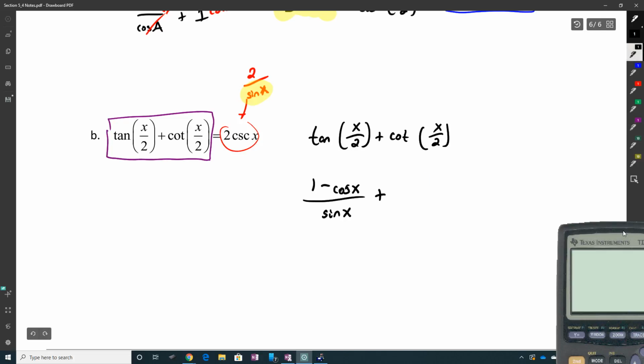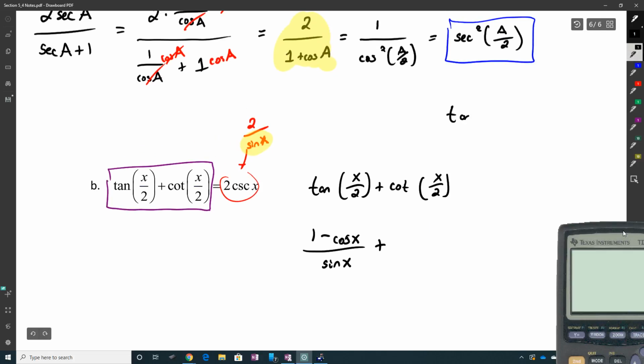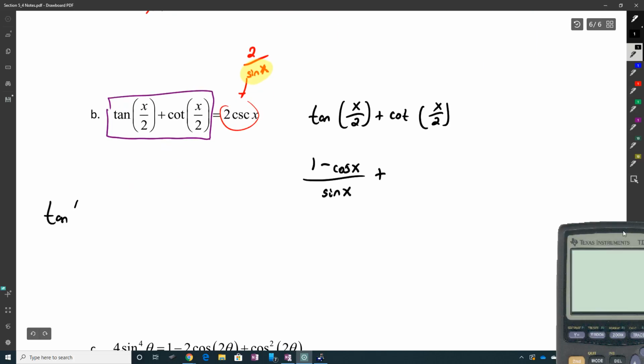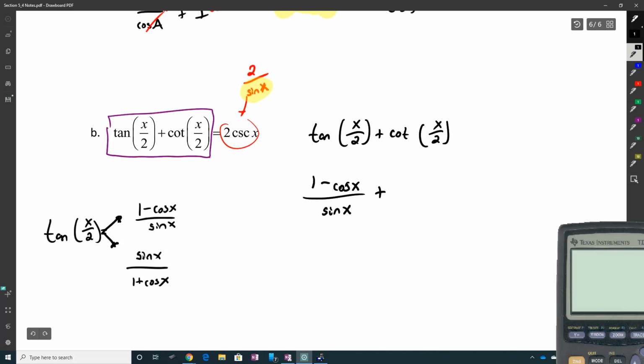And the other form for tangent, remember tangent of x over 2, I'll write this to this side. So it can be two things. It can either be 1 minus cosine x over sine x, or it can be sine x over 1 plus cosine x. It doesn't matter. So this one, I chose this one because it has sine on the bottom. Now this one has sine on the top, but when I do cotangent, it flips it, which will make it have sine on the bottom.